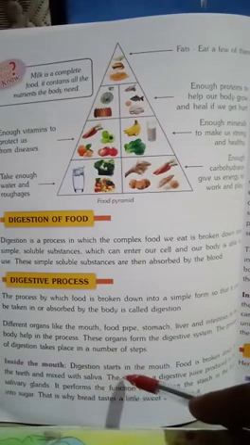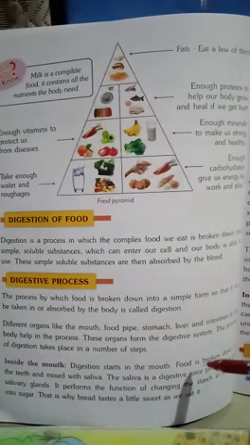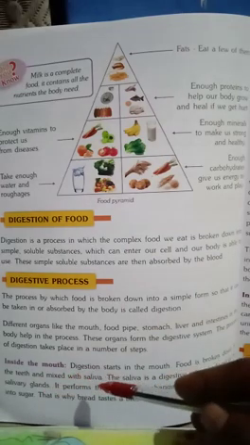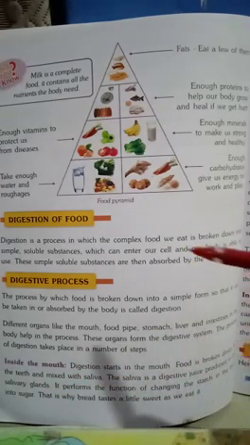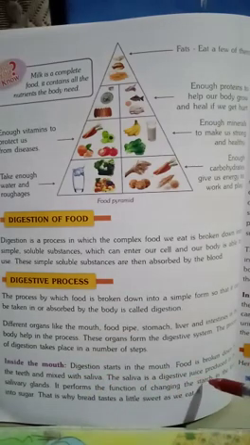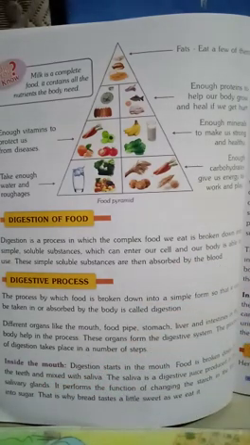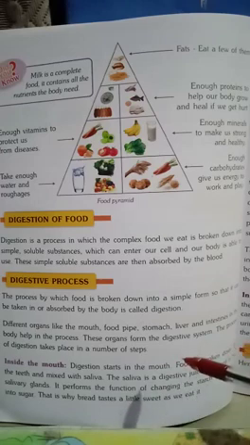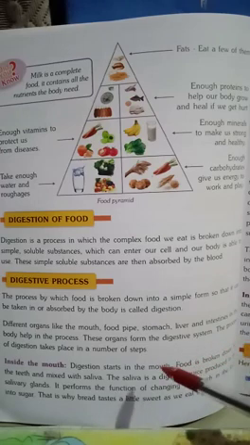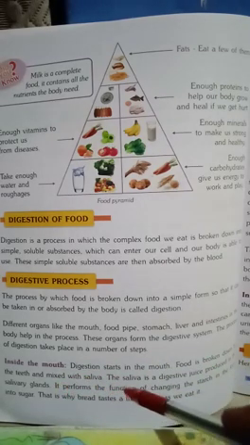Digestion starts in the mouth, because whatever we eat, we eat it through the mouth. Food is broken down by the teeth and mixed with saliva. Saliva plays an important role in our body. Saliva is a digestive juice produced in the salivary gland.